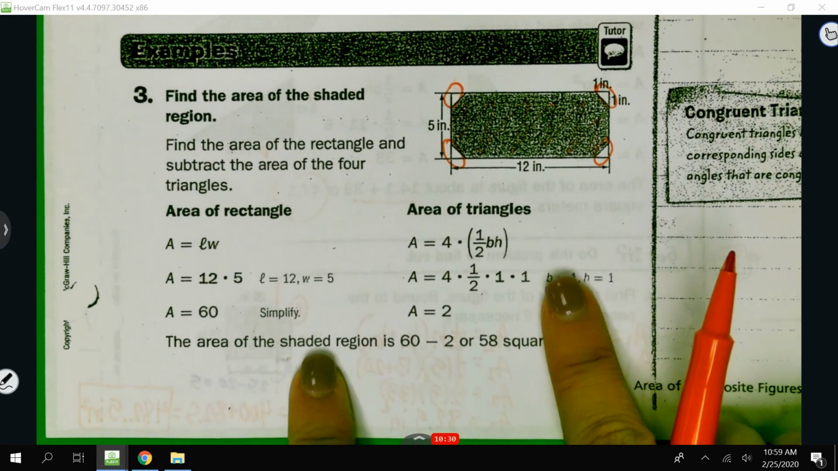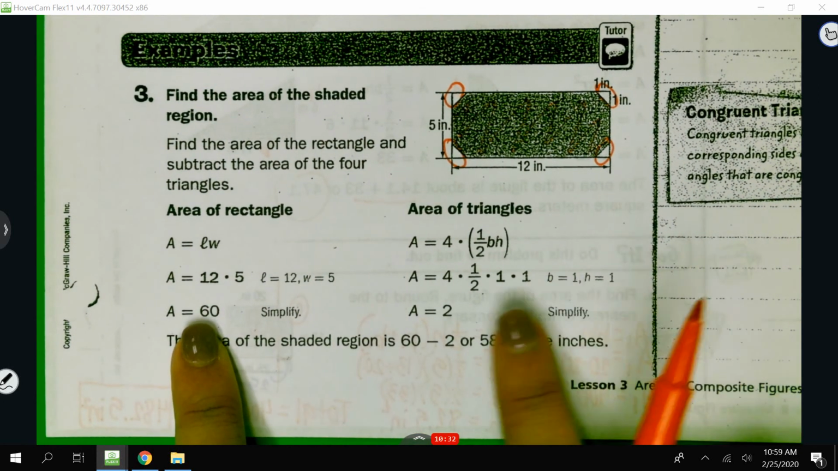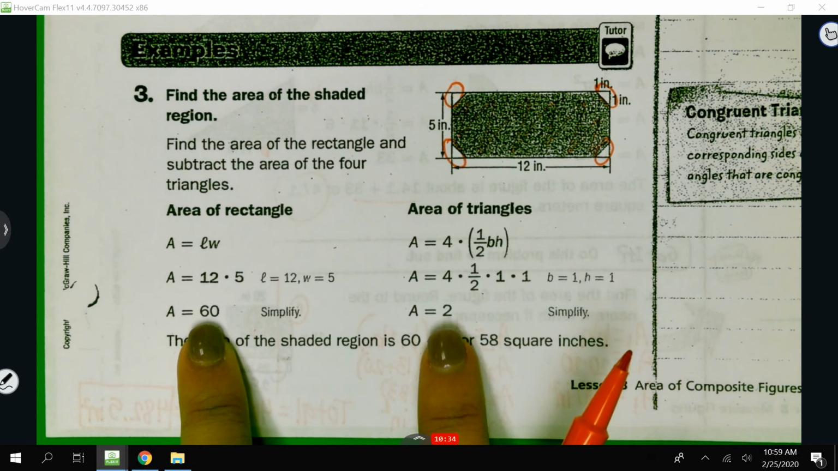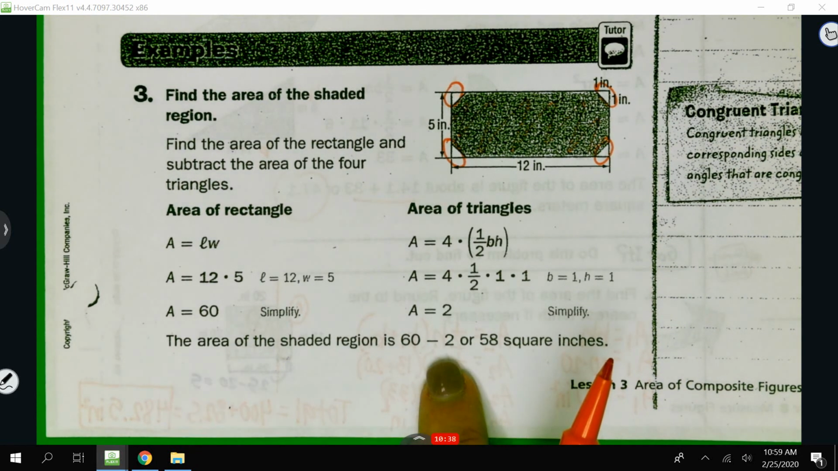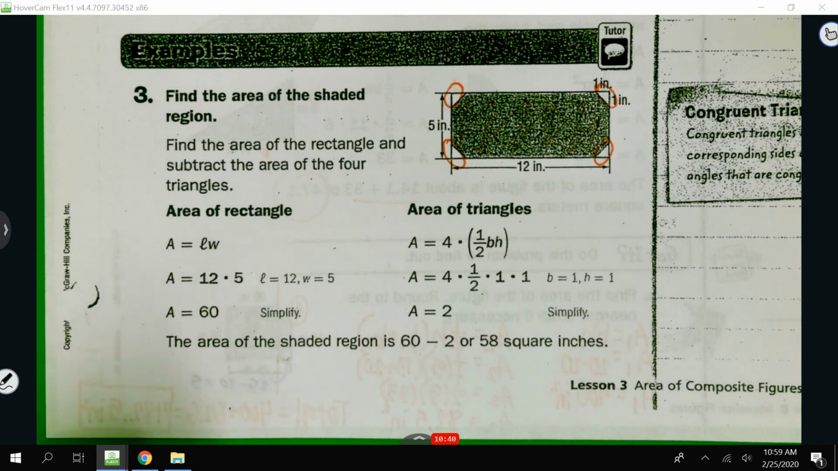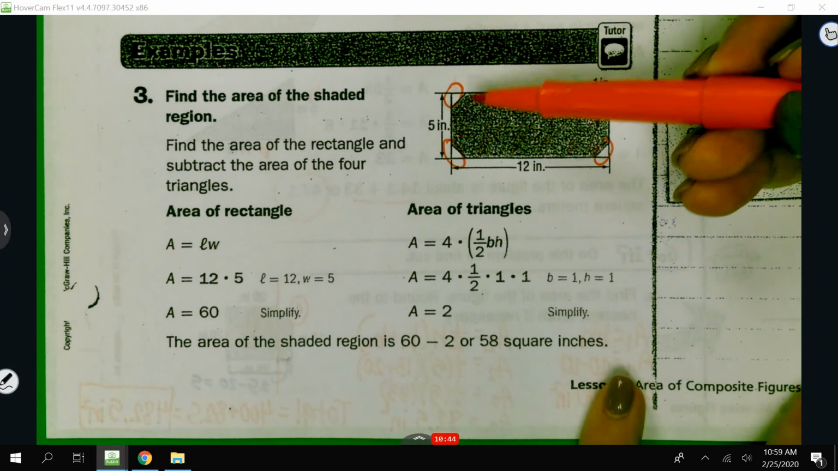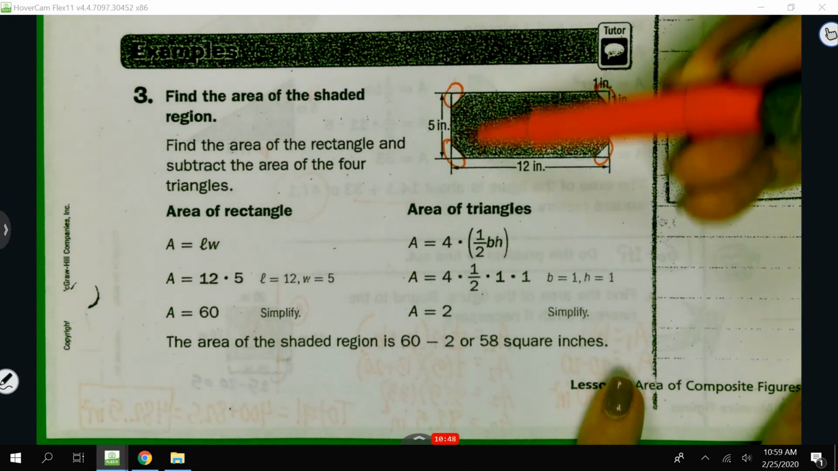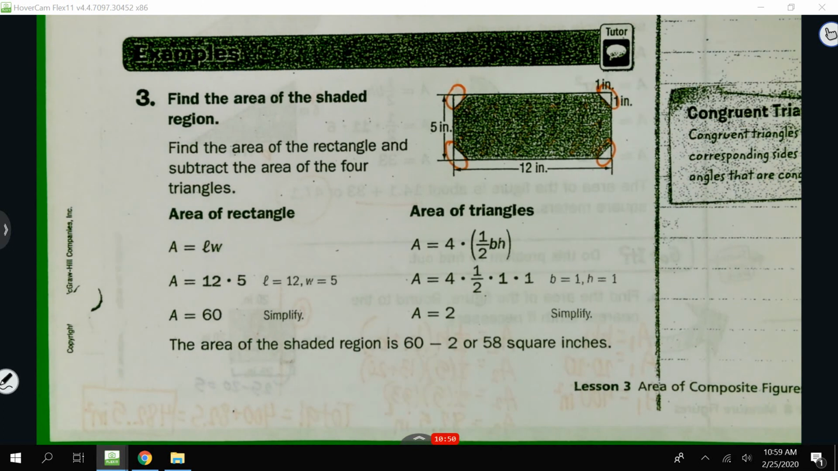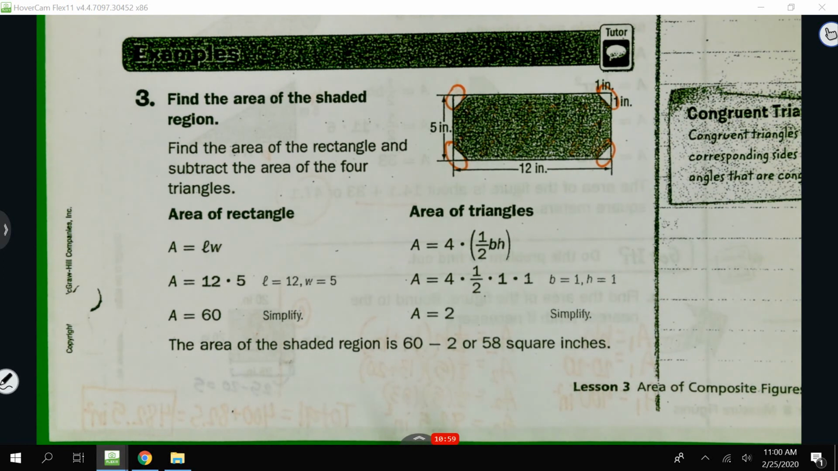So that's exactly what they did here. You've got your area of your rectangle, and then all 4 of the area of the triangles together were 2. So you could just subtract them, and the area that's shaded is 58. You could also cut this into a trapezoid here, and a trapezoid here, and then one big rectangle in the middle, right? But that would require a lot more work. So you could do either way, but this is the shorter, simpler way.